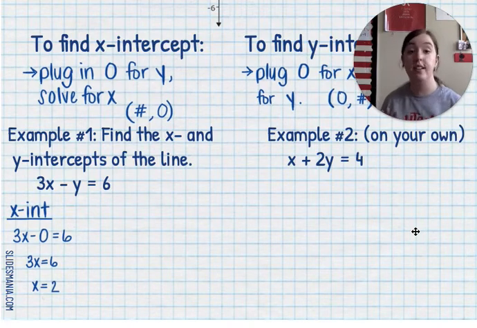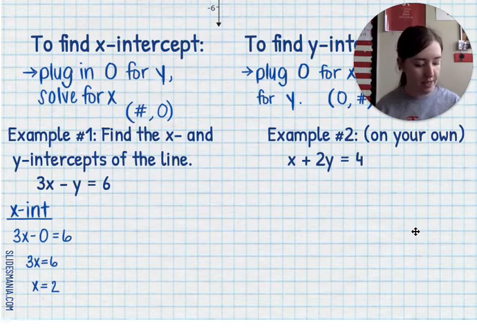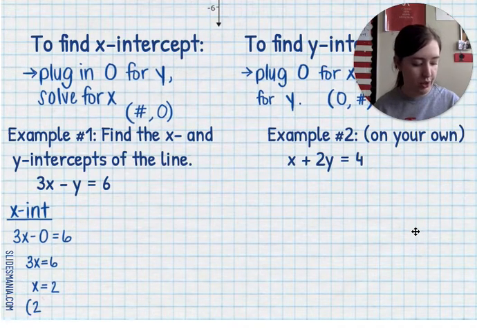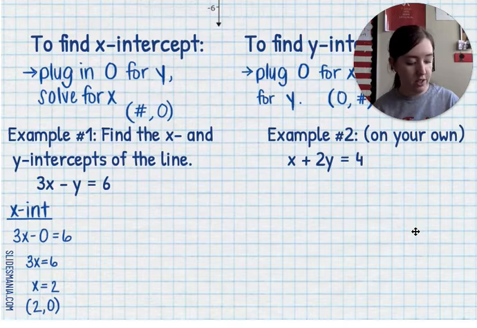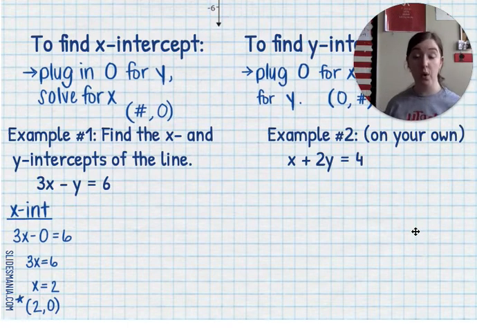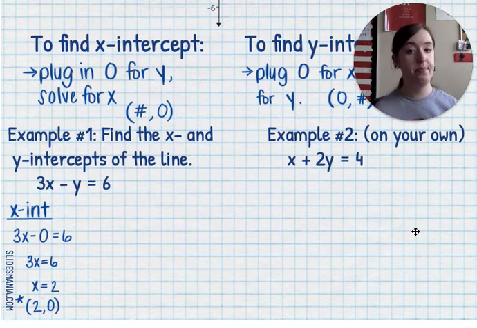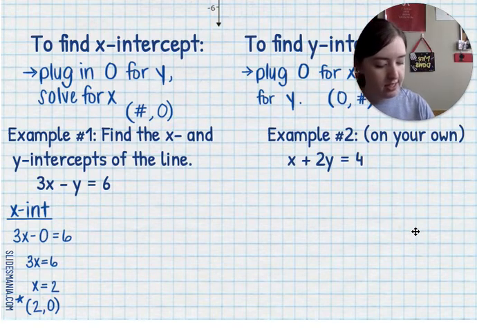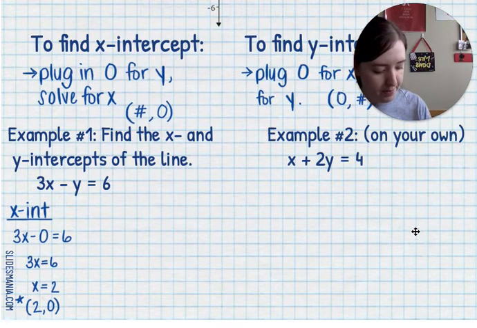Now, we can't just stop there. x equals 2 is not an answer, okay? Our intercept is going to be at (2, 0). So you need to write it as a coordinate like that, okay? Cool. All right. Now let's take a look at our y-intercept.